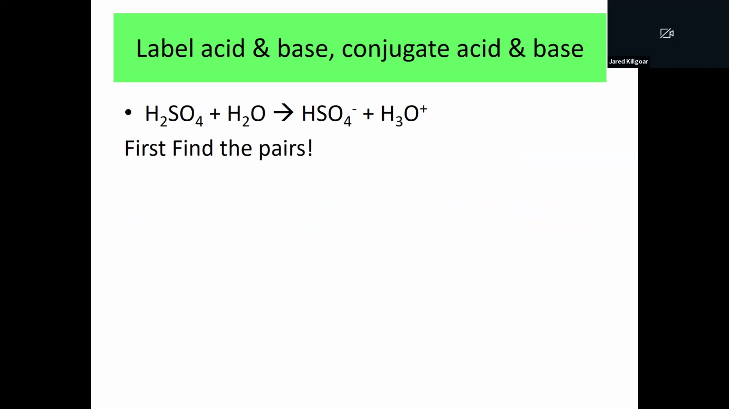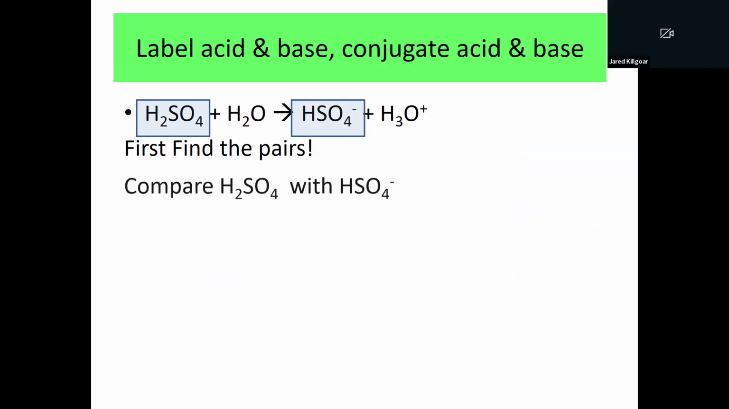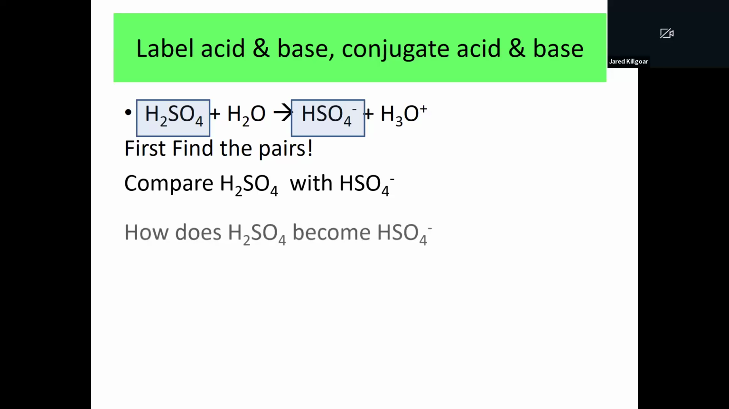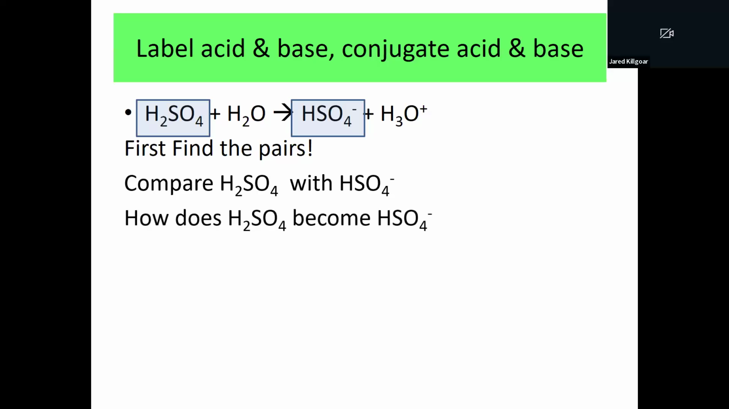First thing we do is find the pairs. The pair to H2SO4 is HSO4 minus. We want to compare them to figure out what changed here. How does H2SO4 become HSO4 minus? Well, we look at what's different. There are two things: the number of H's and the charge. So what happened? H2SO4 donated an H plus. Therefore, it's an acid.